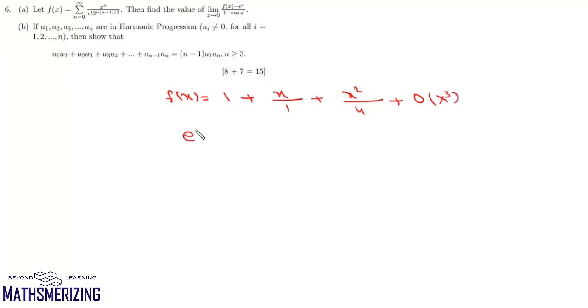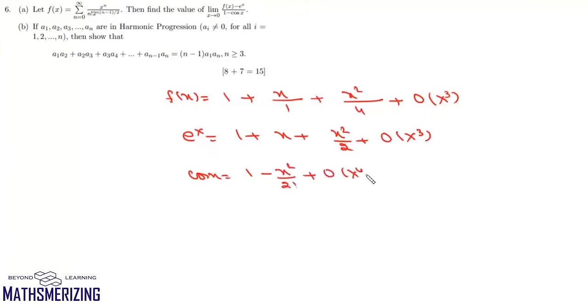In the same way, we can write the expansion of e to the power x: it will be 1 plus x plus x square upon 2 plus O(x cube), and for cos x, it will be 1 minus x square upon factorial 2 plus O(x to the power 4). Now we'll find this limit.